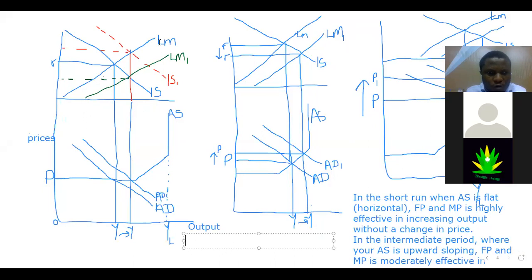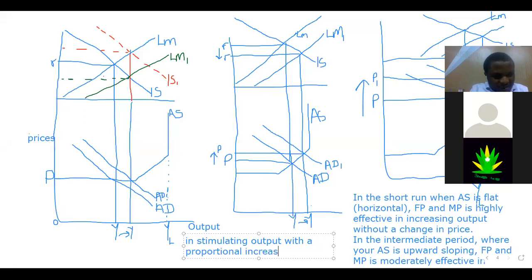So what happens in the intermediate run? In the intermediate run, where your AS is upward sloping, fiscal policy and monetary policy are moderately effective in stimulating output with a proportional increase in prices. That's the keyword.